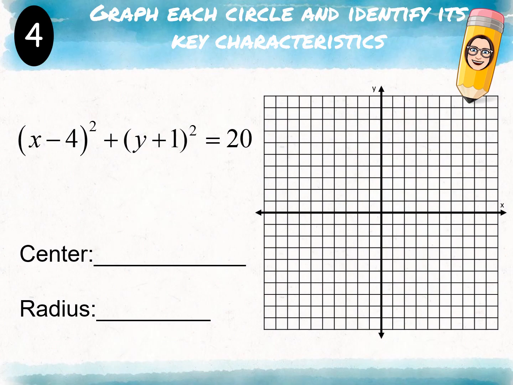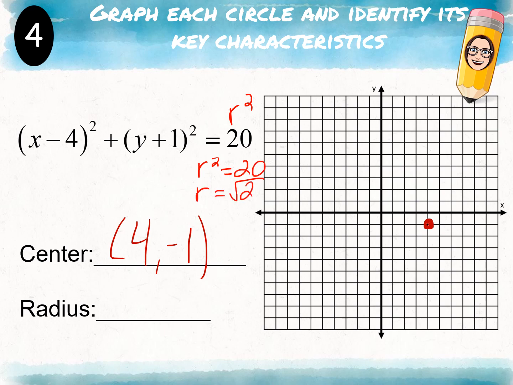All right, let's take a look at this next one. Center point, pretty easy. We've got a 4, -1. What's going to be a little more challenging here is that radius piece again. R squared is 20. If I square root both sides, I have the square root of 20, which breaks down to 4 times 5. So my radius is 2 square roots of 5.